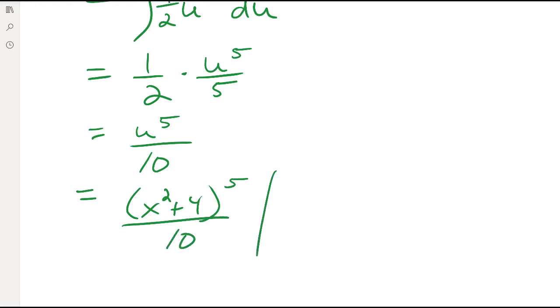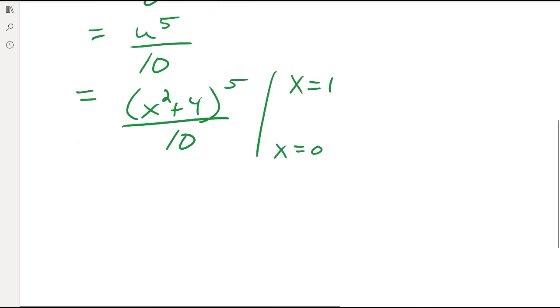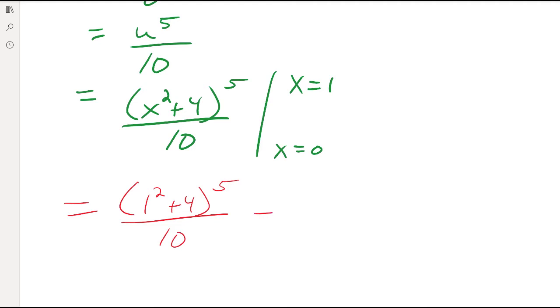Now we're going to bring back our bounds, because now we're back in terms of x values. We didn't have them before because we were working with the u variable, but now since we're back in terms of x, we can bring in our x values. From here it's just the fundamental theorem of calculus, which we've covered in previous videos. So we're going to plug in 1 first for x. It's going to be (1 squared plus 4) to the 5th power over 10 minus (0 squared plus 4) to the 5th power over 10.